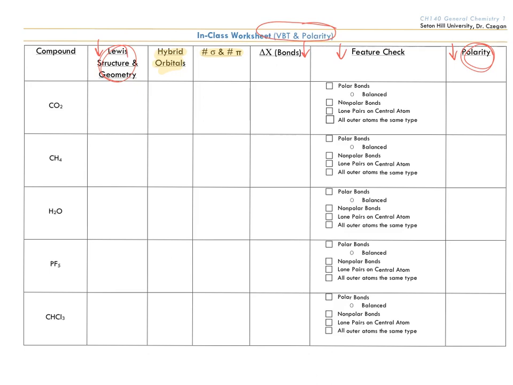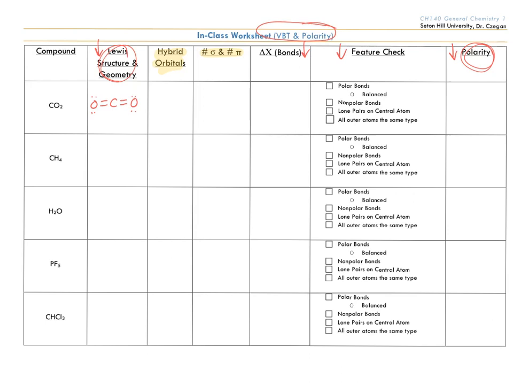Okay, so we've made the Lewis structure for CO2. We did that on the Lewis structure worksheet. And we found that its Lewis structure looks like this. It does have some possible resonances with a triple bond and a single bond, but those structures aren't as stable as this one, so we're going to just base it on this one.